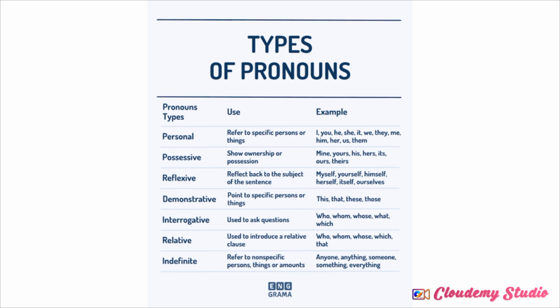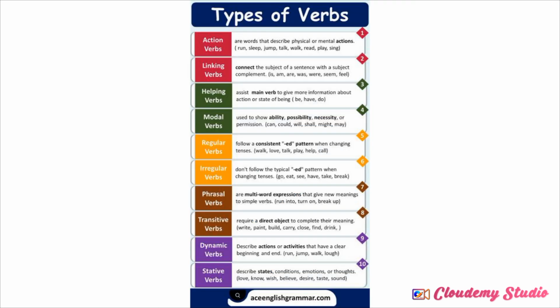Relative pronouns introduce a relative clause, for example, who, whom, whose, which, and that. Indefinite pronouns are non-specific persons or things like anyone, anything, no one, something, someone, or everything. So this is the revision of types of pronoun. If you go through our channel, you will find the details of the classes regarding the noun as well as the pronoun and the adjective too.